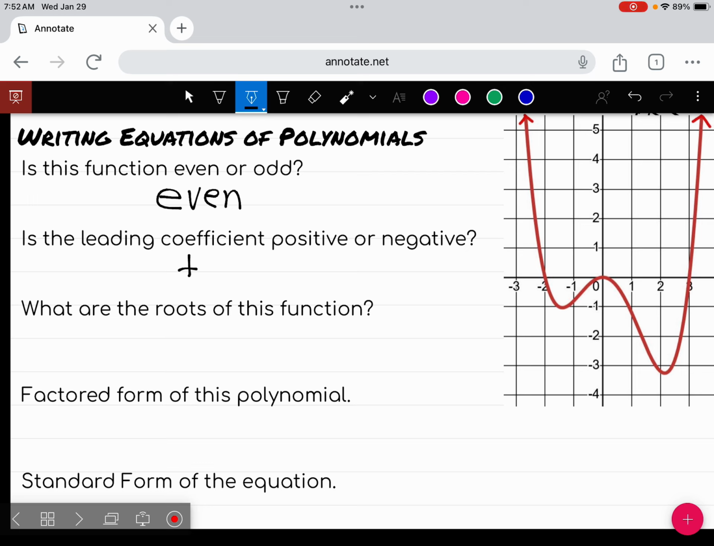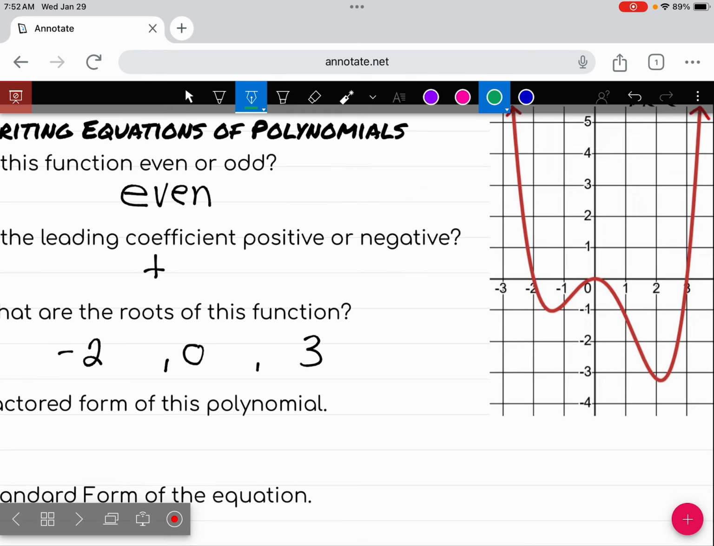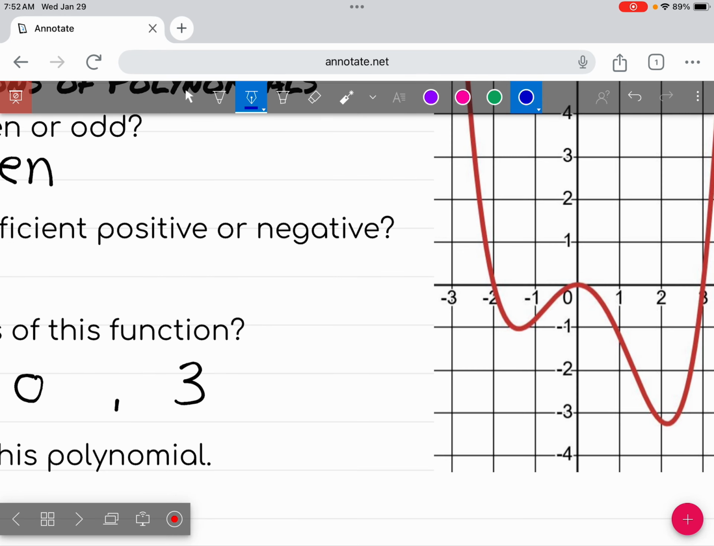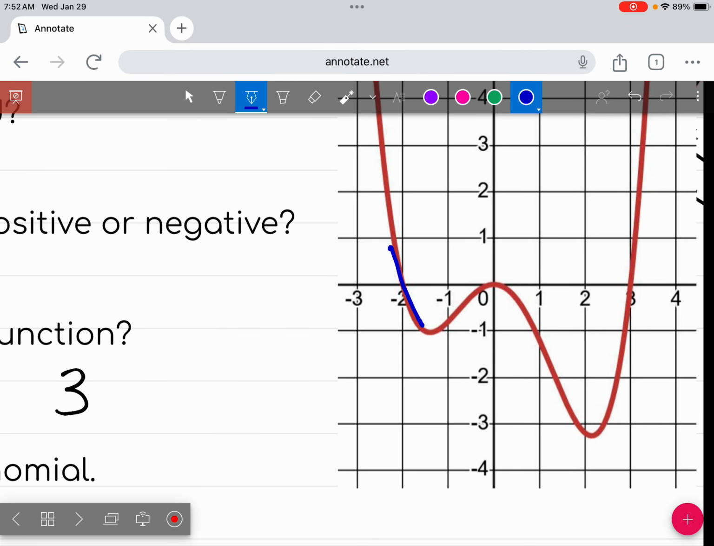What are our roots? Negative 2, 0, and 3. Do we notice anything weird about our roots? One's at the origin. What else is special about that 0? Because this one, like on my negative 2, it goes straight on through. On 3, it goes straight on through. Yeah, it does what's sometimes called a bounce.